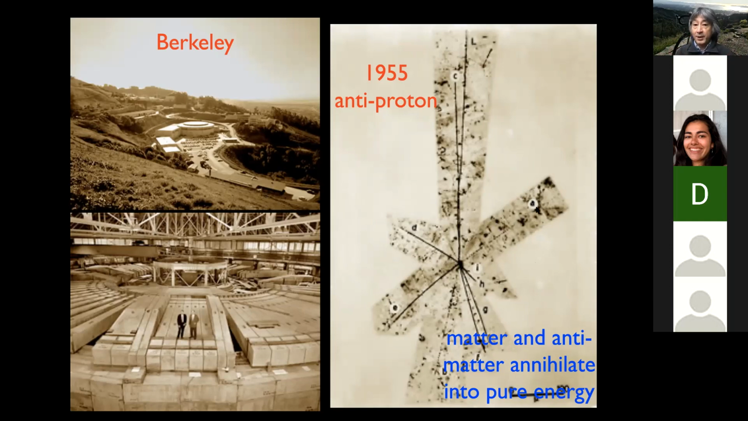And that's the discovery of the antiproton, which earned the Nobel Prize for Chamberlain and Segre. So this is one of the legacies of the Berkeley Nobel laureates. We managed to produce this antiproton for the first time in an artificial fashion.